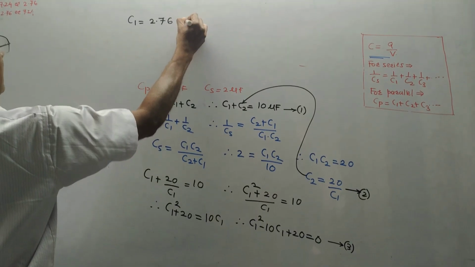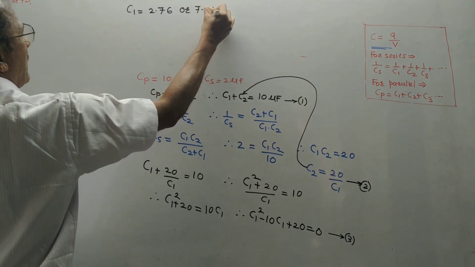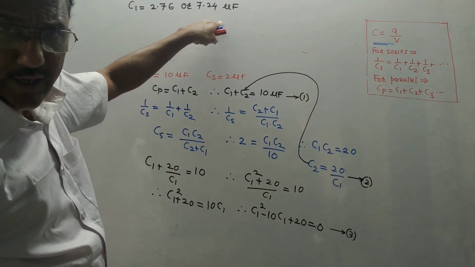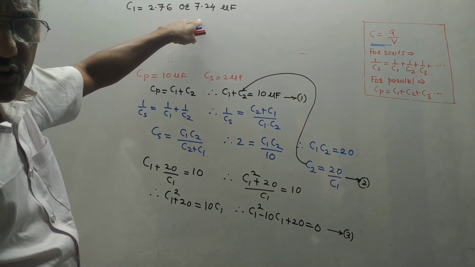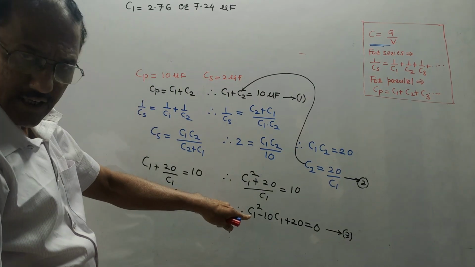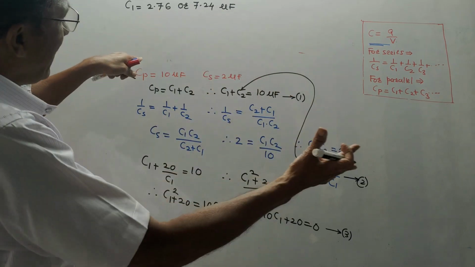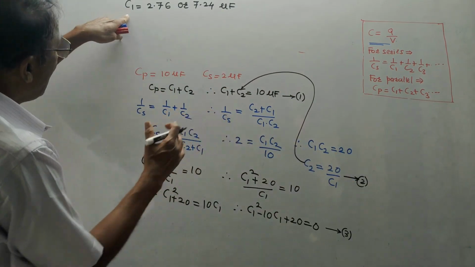2.76 or 7.24 microfarad. I haven't made any conversion, so unit remains microfarad. These are the answers you will get on the calculator. Since it is an equation which is having power 2, you are getting 2 answers. Any one value we can select. This is the value of C1.